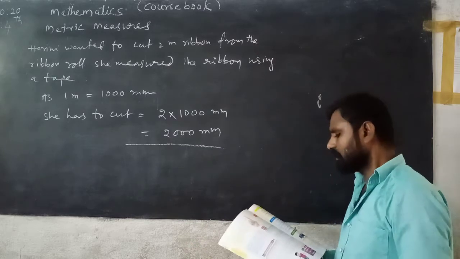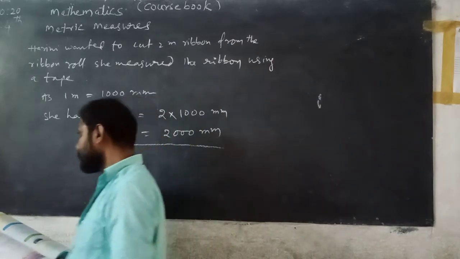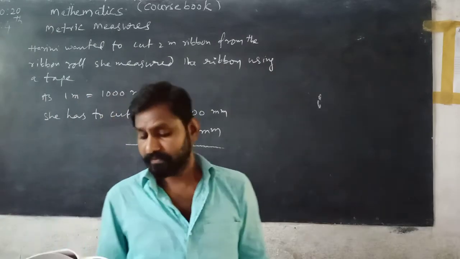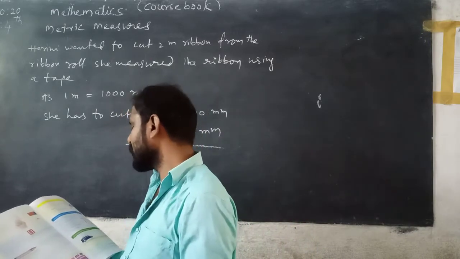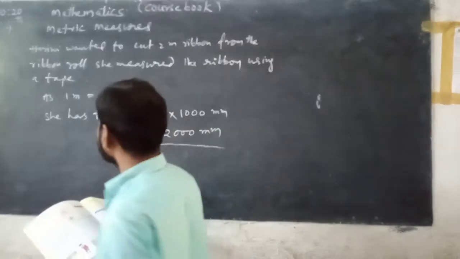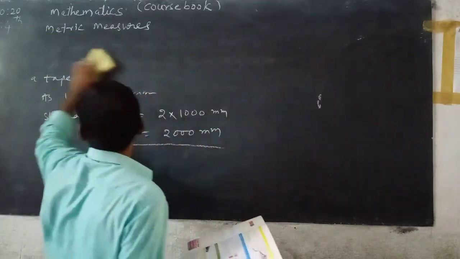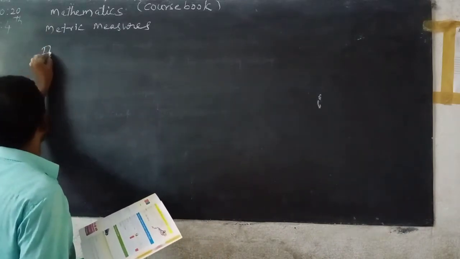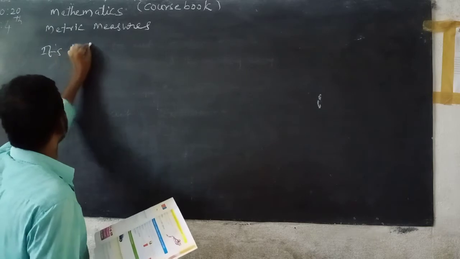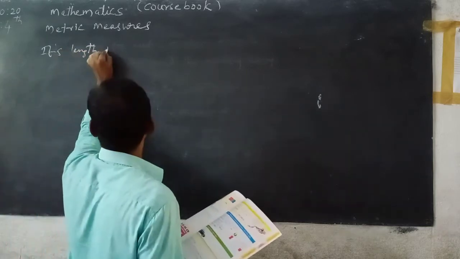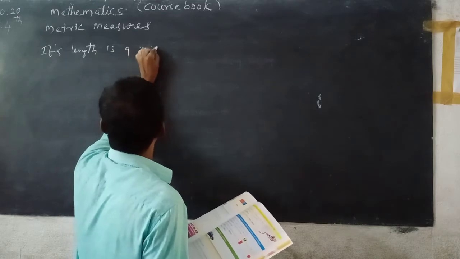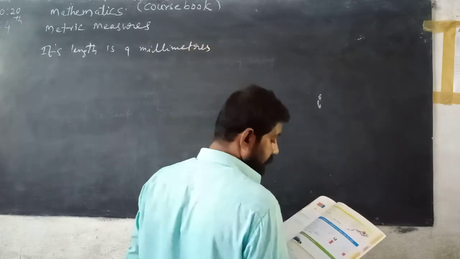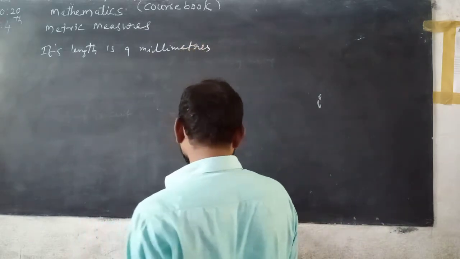2000 millimeters. So now let us convert millimeters into centimeters and meters. Look at this scale. See here, its length is 9 millimeters. To express millimeters into centimeters, listen carefully. To express 9 millimeters in centimeters.